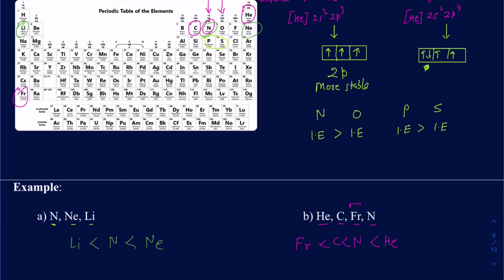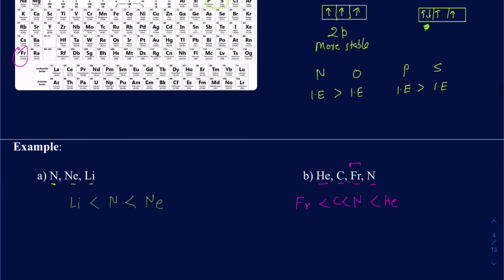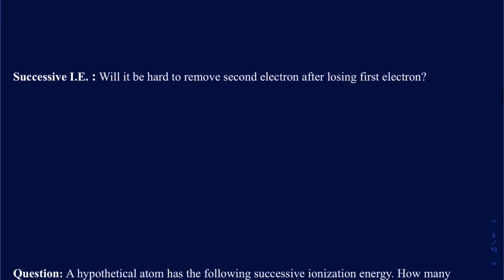Okay, and obviously keep in mind you always want to be on the lookout for the exceptions, but this doesn't have any of the exceptions in there, so we just follow a regular trend. Okay, so this is how you're going to be looking at your ionization energy. So let's look at successive ionization energy.